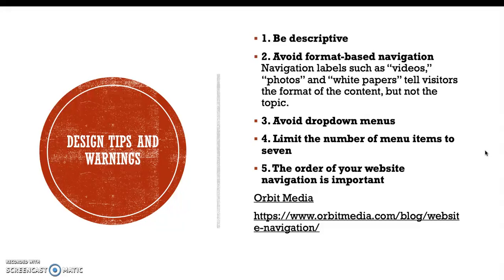It said avoid format-based navigation. Navigation labels such as video, photo, and white paper tell visitors the format of the content, but not the topic. So to me, that's just a really, don't be vague. To me, one and two are kind of the same thing. One's telling you to be descriptive, one's telling you just not to be vague. You need to be specific in your descriptions. So if you have photos, you'd want to be specific on what type of photos you have. If you have paper, you'd want to be specific on the paper you have.